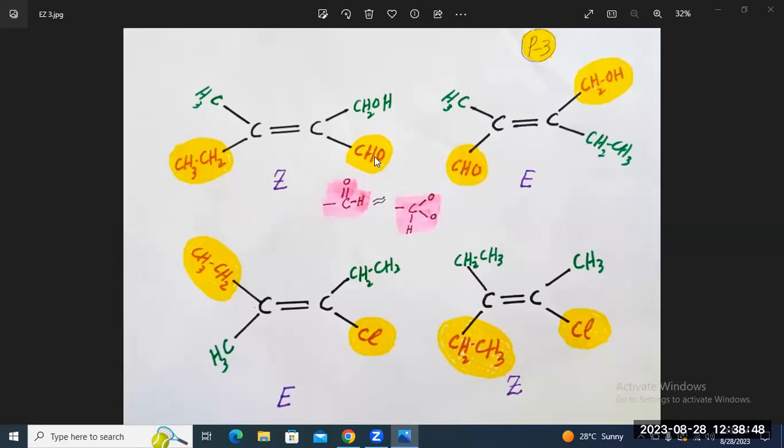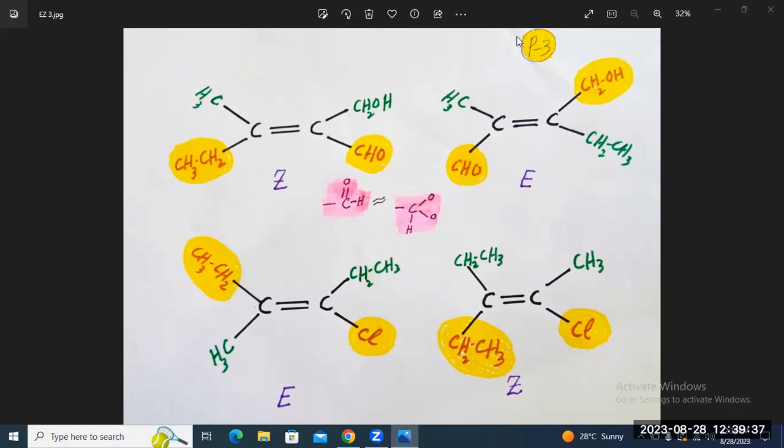So the priority groups are on the same side, so Z configuration; the priority groups on the opposite side, E configuration. Similarly, come to here. On this carbon, ethyl is prior to methyl. On this carbon, chlorine is prior to ethyl. So chlorine and ethyl are on the opposite side, so it is E configuration, and in here, they are on the same side. So this is the Z configuration.